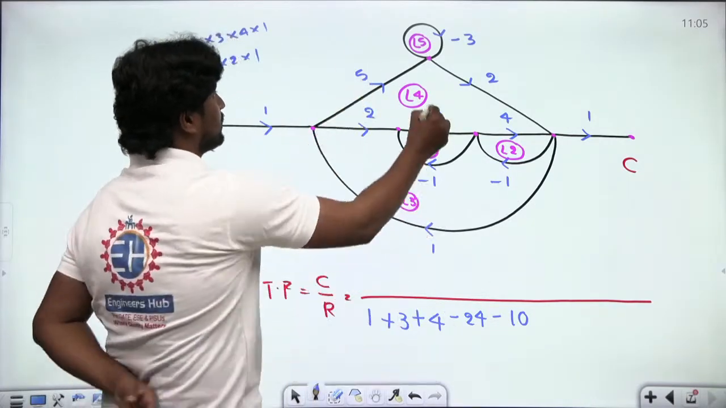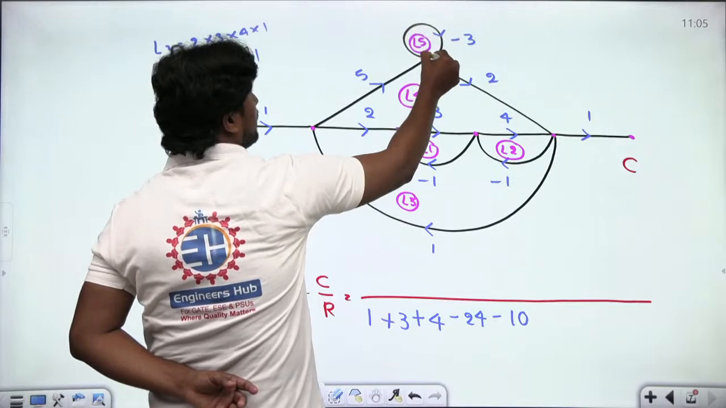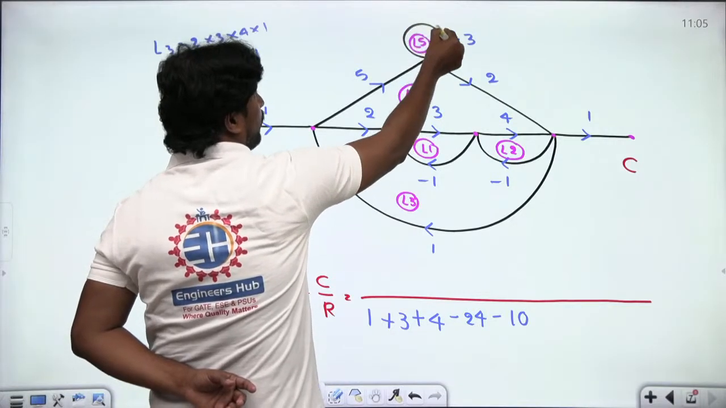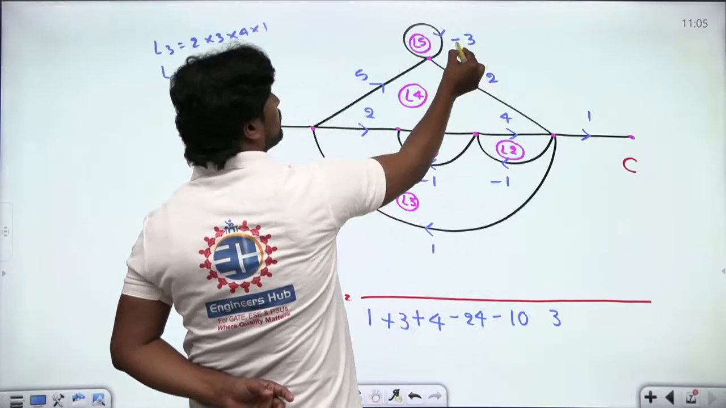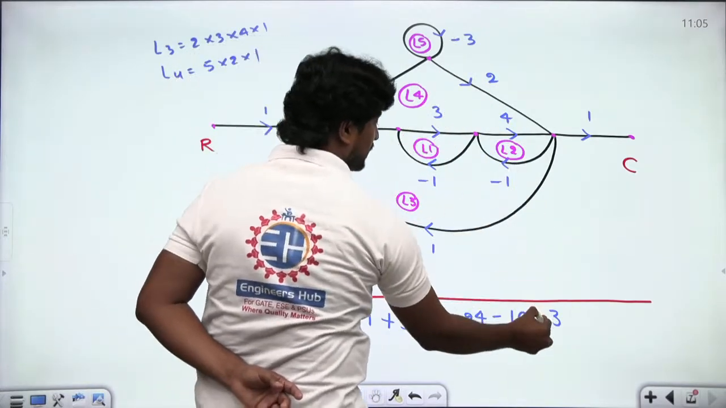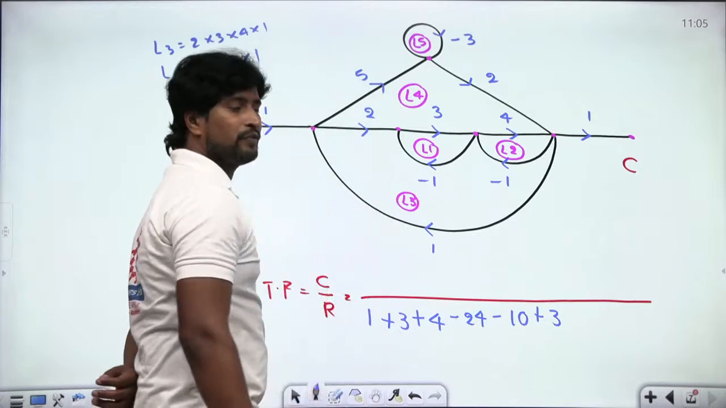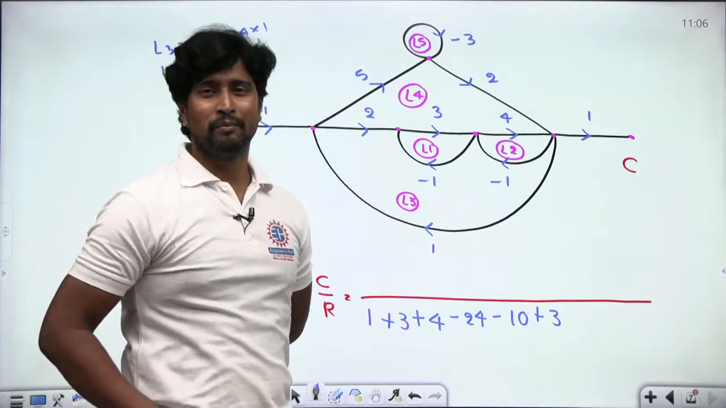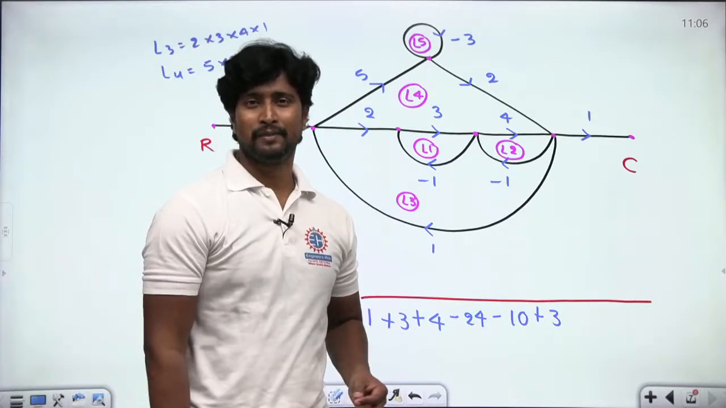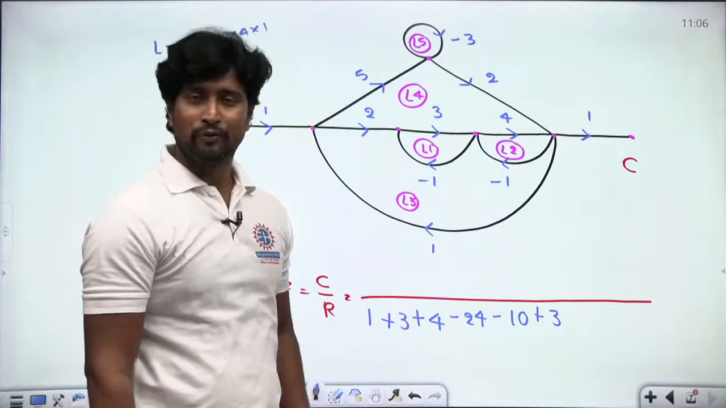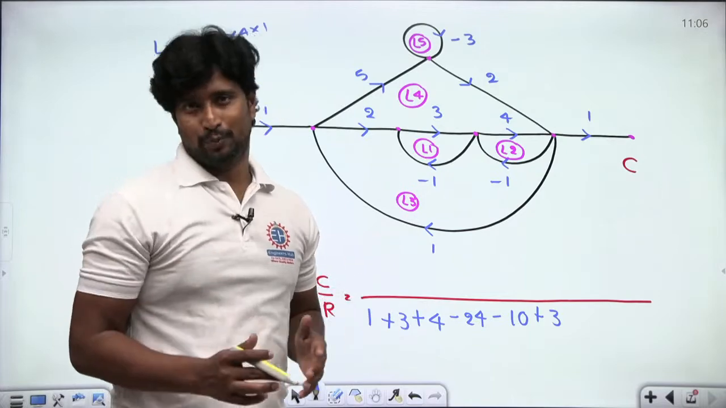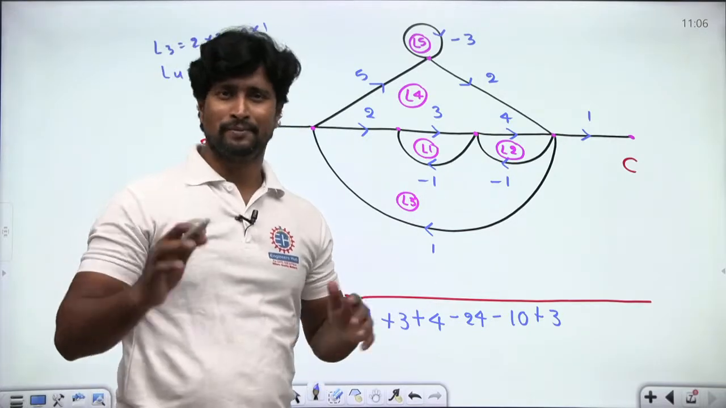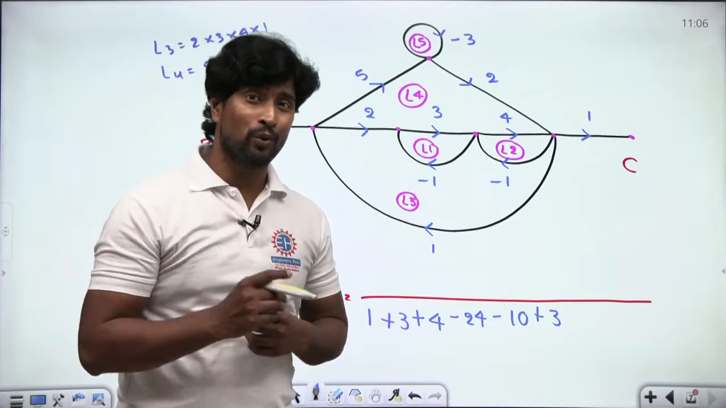Next, the fifth loop. Are you clear? What is the fifth loop? Three. And which type of feedback does it contain? Negative. Here negative means plus. Basically, the fifth loop is a self loop. What is the meaning of self loop? Later we'll discuss. Are you clear? So up to now I introduced the individual loops. Individual loops are done.